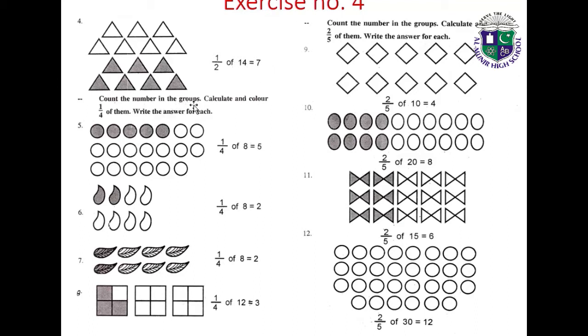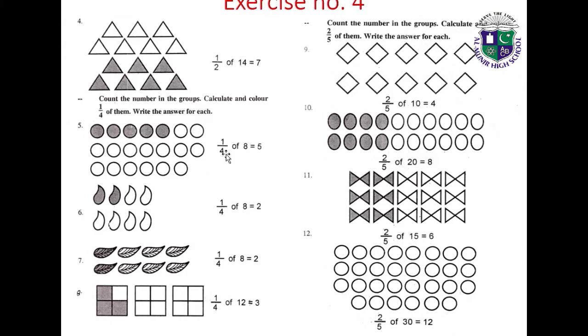Count the number in the groups, calculate and color one by four of them. Write the answer of each. The value of one by four multiplied by 20.